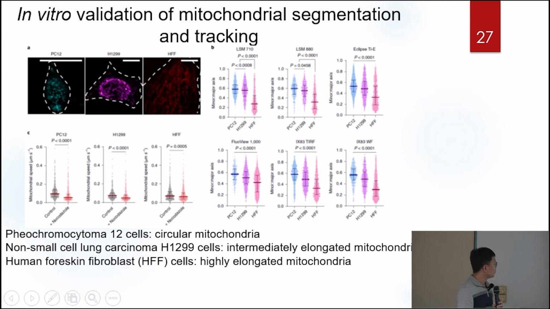If they give the cells nocodazole to dissociate the microtubules, the moving track of the mitochondria is dissociated, so the mitochondria will stop. In all different kinds of cell types, they can see the decreased speed of mitochondria.